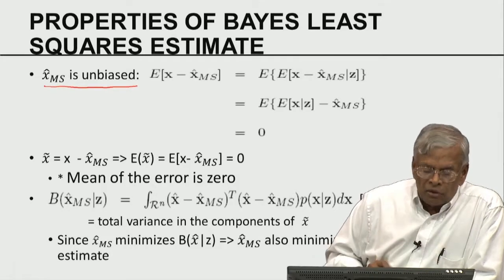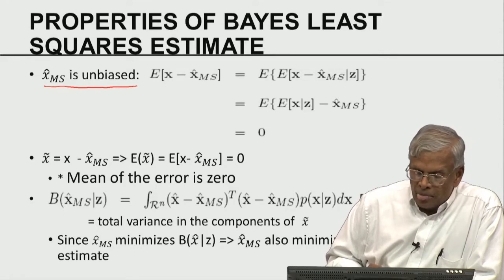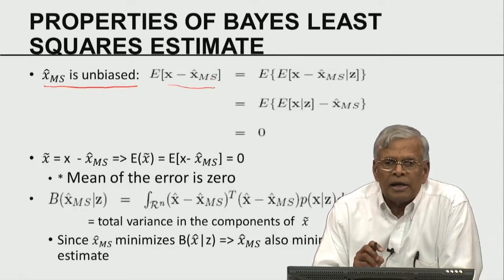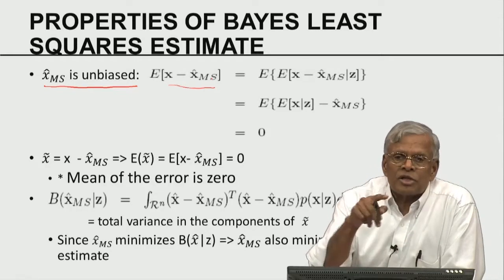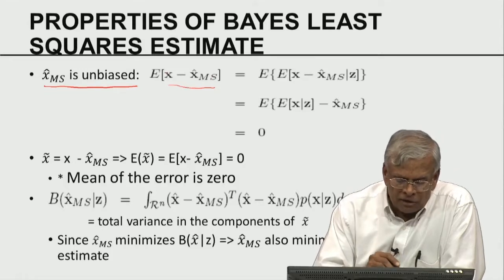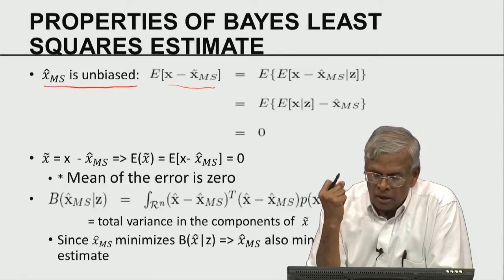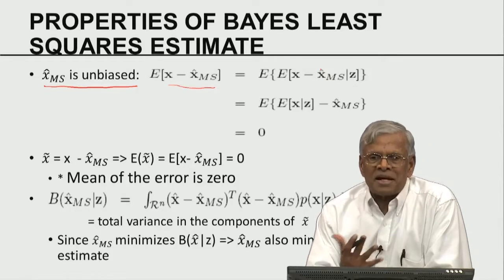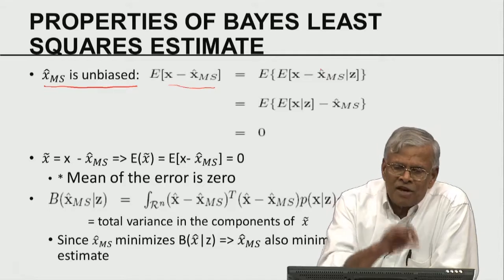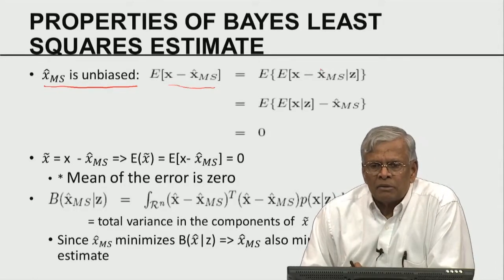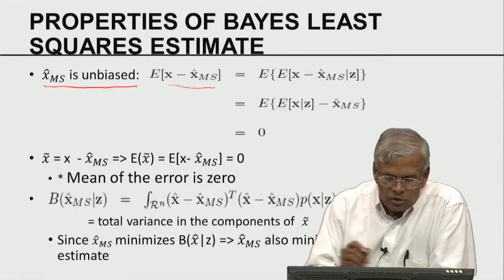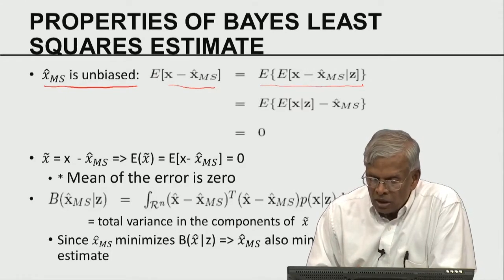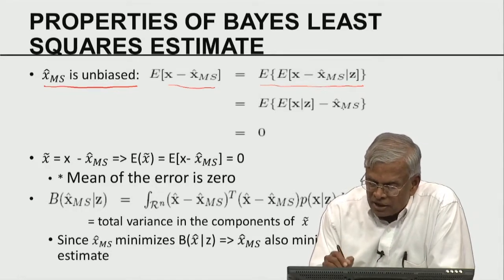This is the Bayesian estimate. The first claim is that this estimate is unbiased. So what does it mean? x is the unknown, x hat ms is the estimate of x. From the definition of unbiasedness from the earlier discussion, the expected value of x minus x hat ms must be equal to 0. To verify it is equal to 0, again I use the notion of repeated conditional expectation. That's a very beautiful mathematical trick that one could use. We have already used this in the derivation of the structure of the Bayesian estimate in the previous slides.